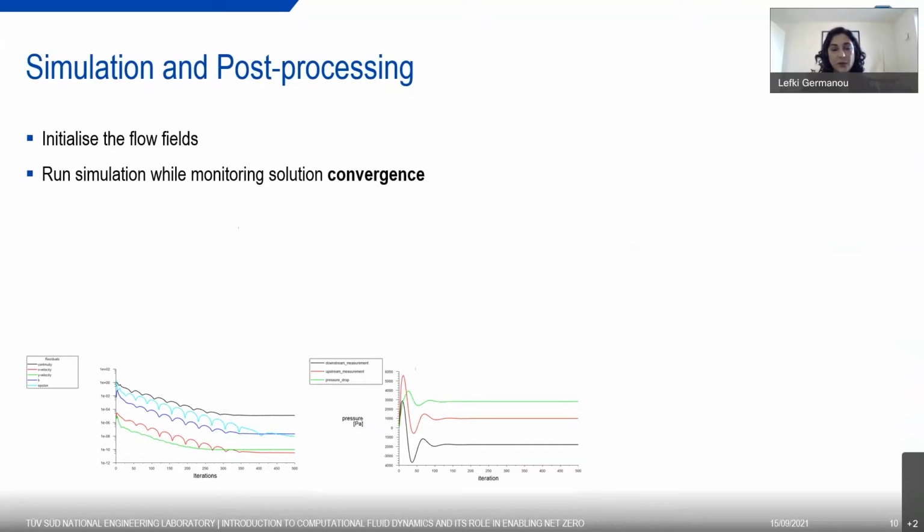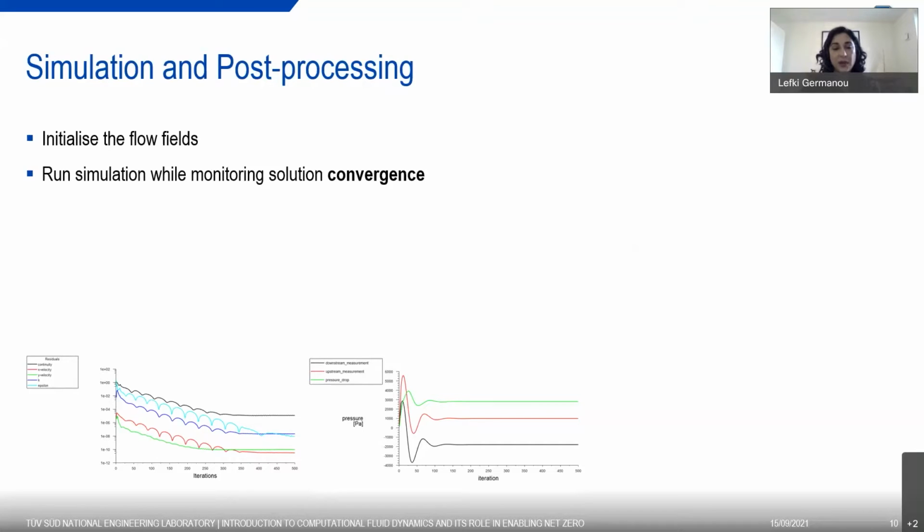To monitor, we use the residuals, which are plotted on the bottom left graph. Also, it's a best practice to monitor the convergence of a property of interest. A variable of interest in this case is pressure. I should mention here that the residuals quantify the error in the solution of the system of equations. We want this error, of course, to be as small as possible.